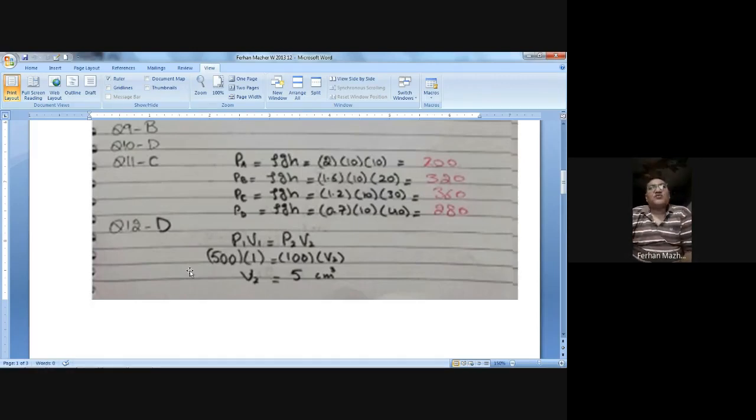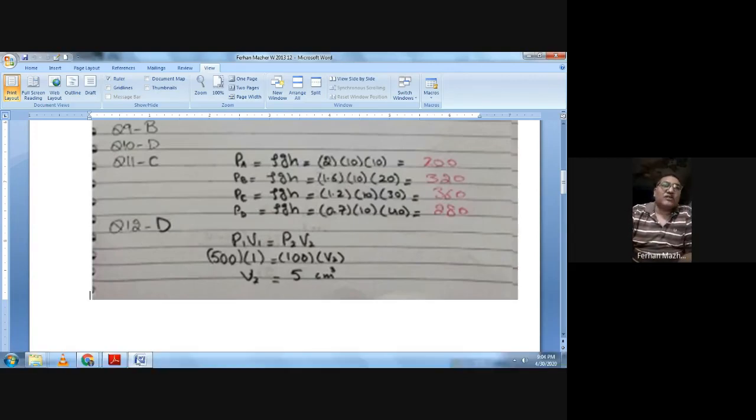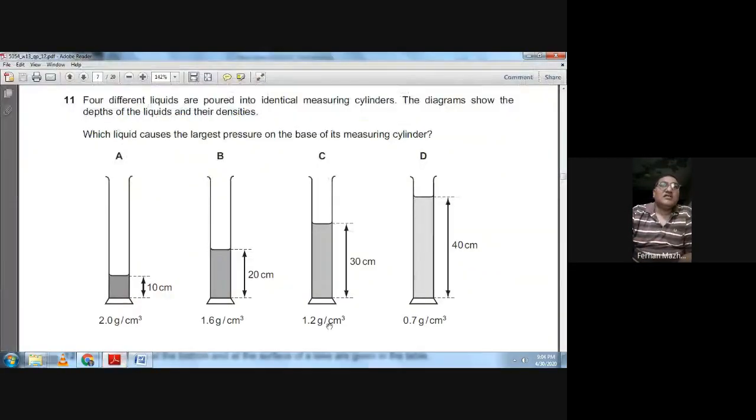So the question was, which is exerting the largest pressure? So 360, C is the option. C is the option for question number 11. So C is the option, sir. I hope you have understood it.